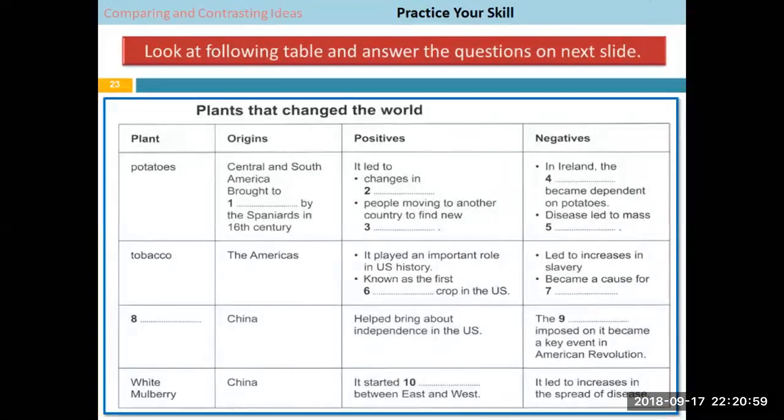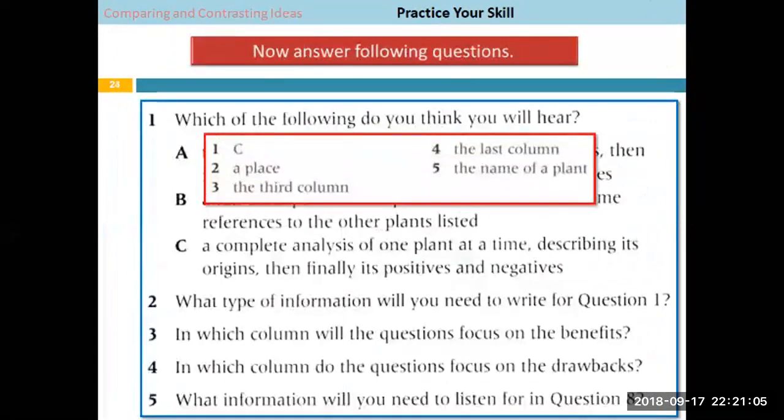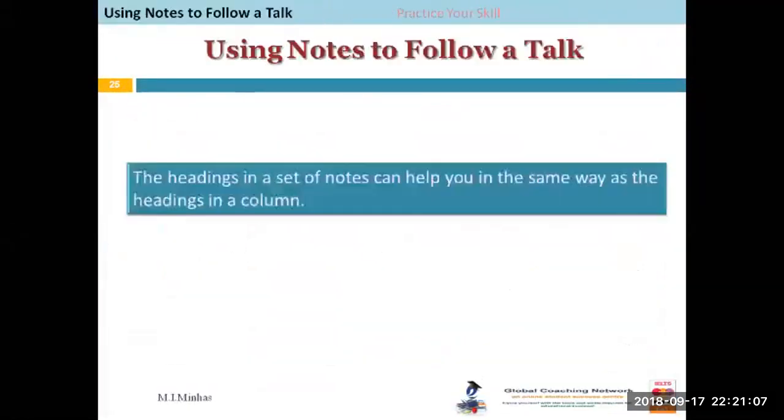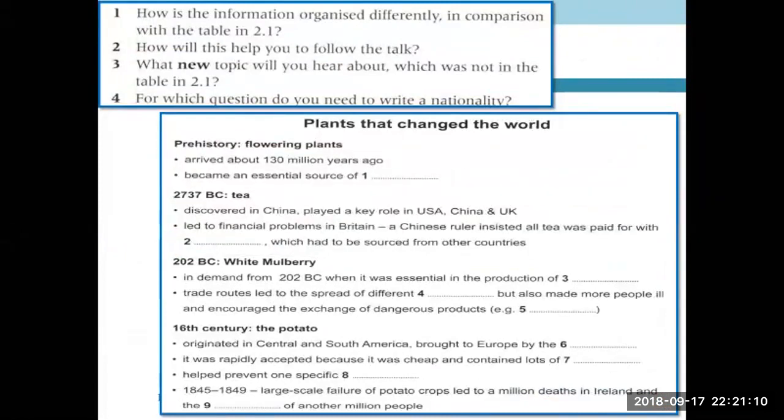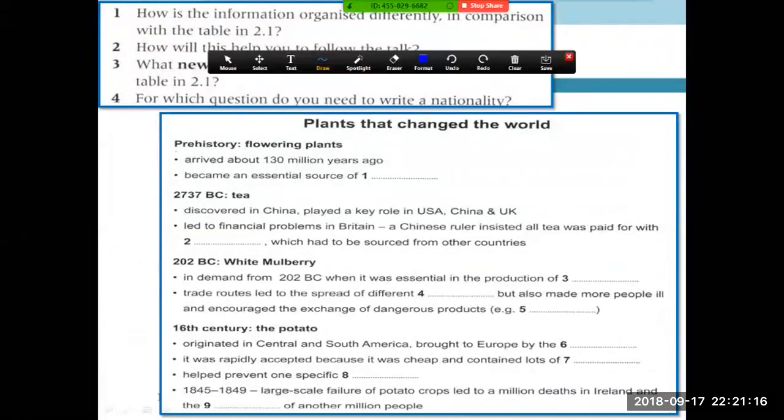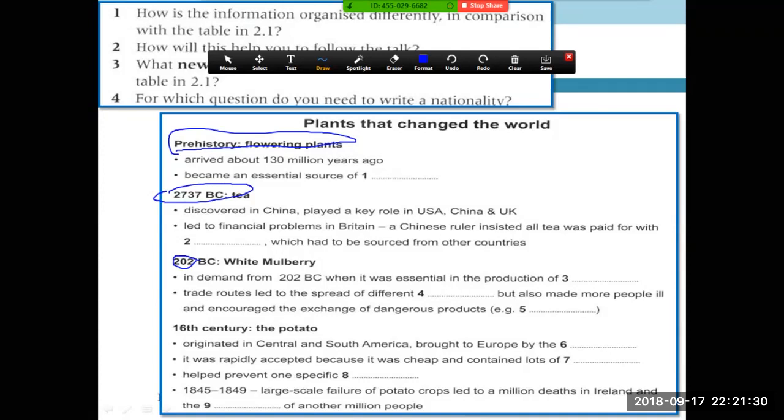Now, can you see this exercise? This is a table completion chart task, and then we will also see a notes completion task. It will come after this one. In both of these tasks, if you see, this is the first subheading, prehistory times. Then it's 2737 BC, then 202 BC, then 16th century. So that means the speaker will be shifting from one time period to the other. This will actually help you to keep track of the talk.